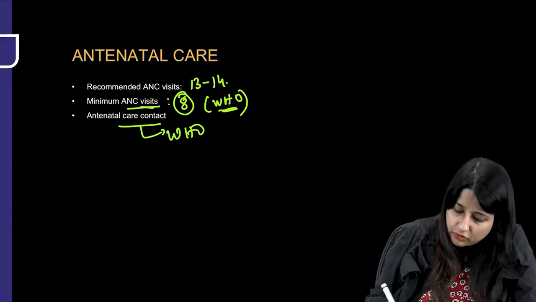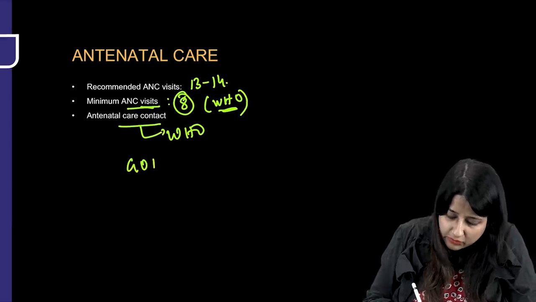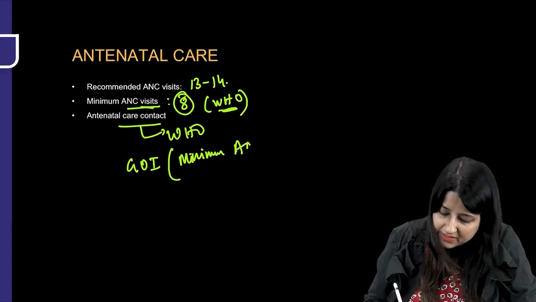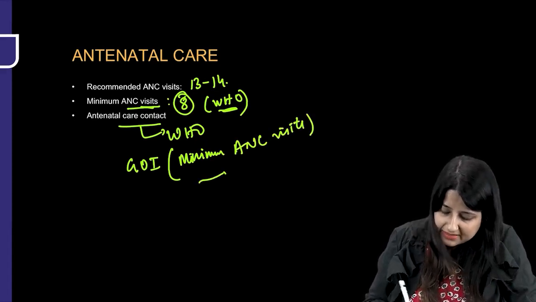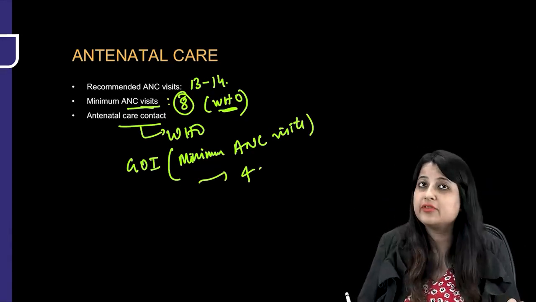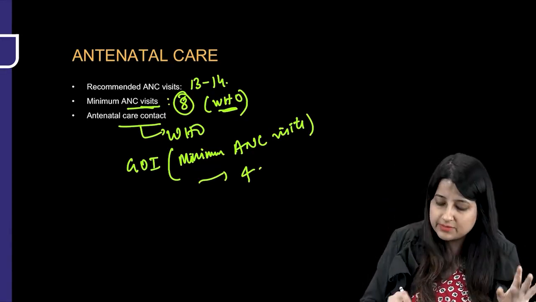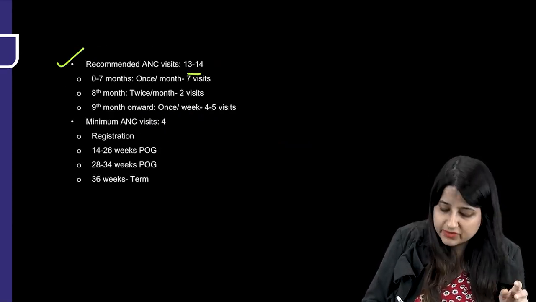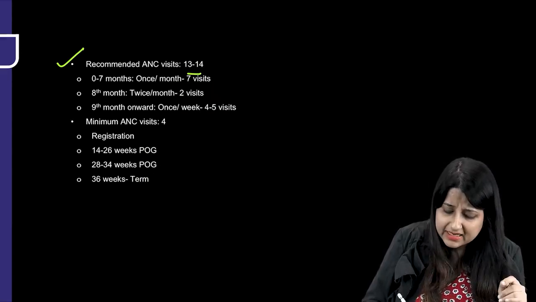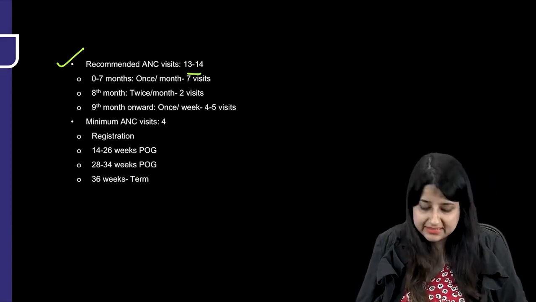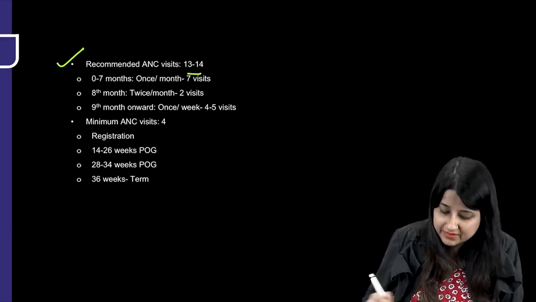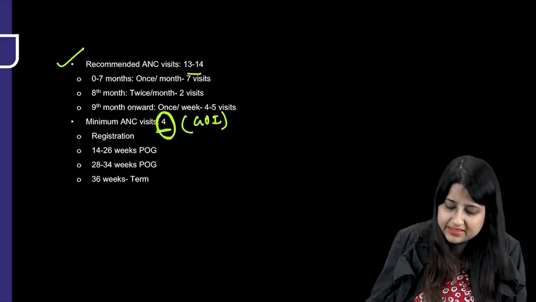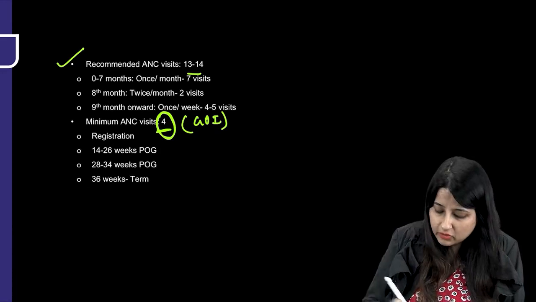So according to WHO, minimum ANC visits is 8, but according to Government of India, if anybody asks you, how many? It is 4. Okay, according to Government of India. But according to WHO, the minimum visits should now be 8. Okay, so look over here. Recommended is 13 to 14, which is for the first 7 months, once every month, 7 visits. 8th month, twice per month, 2 visits. And 9th month onward, once per week, 4 to 5 visits. Now, the minimum ANC visits according to Government of India is 4.